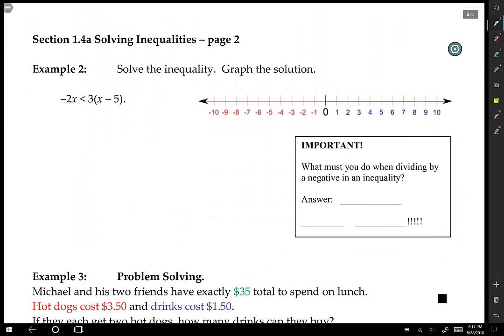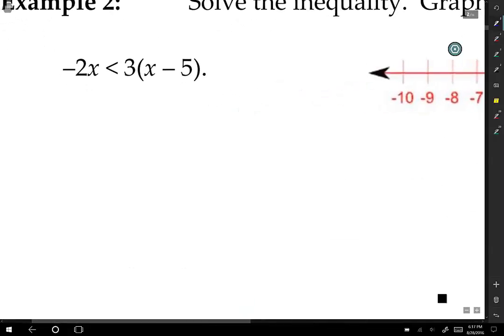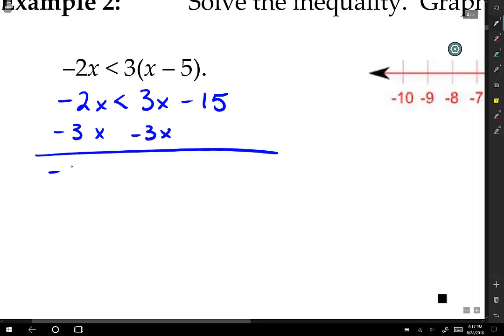Our next one, we're going to solve the inequality. So once again, we're going to distribute first. Distributing less than 3x minus 15. I'm going to subtract 3x from both sides. Most of you are very comfortable with this. Negative 5x is less than negative 15. In this case, now I divide both sides by a negative 5. And I need you to circle this right here.